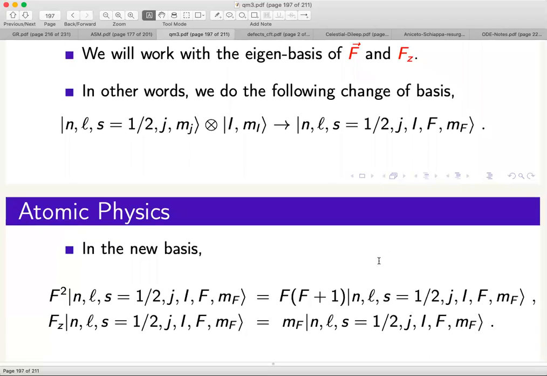Good. So in this new basis, of course, F is diagonal. So F squared acting on this gives you F into F plus 1 times the state. To be fully pedantic, I should have really written h bar squared here and h bar here, but I will just set h bar equal to 1. If you want, I can correct this equation by adding that. And Fz, of course, because this is a state diagonal in this basis, the Fz eigenvalue will be the magnetic projection of F for this state.